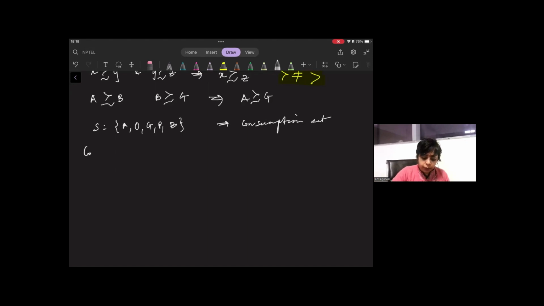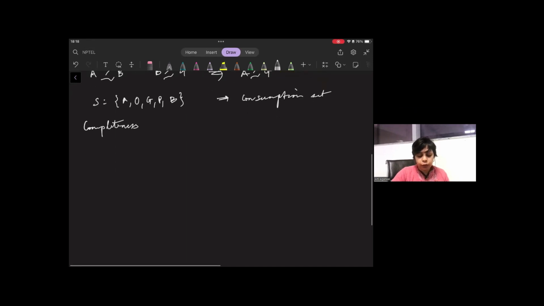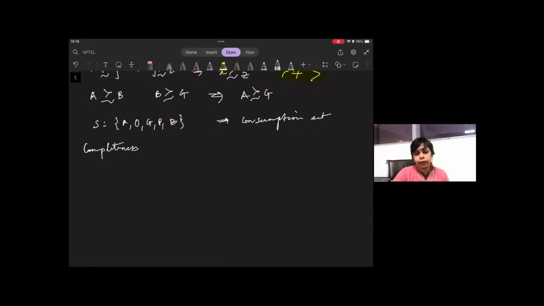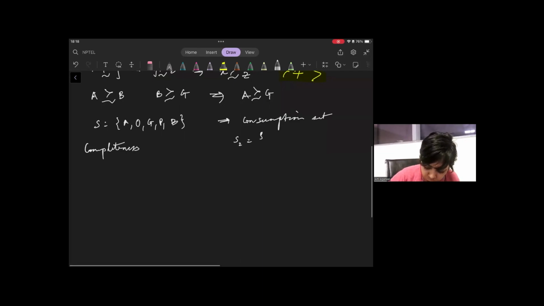So then let's talk about completeness. In completeness, what we mean is that each element has a ranking. In this case, we have taken only single items: apple, orange, guava, pineapple, banana. But it can be ordered pairs, it can be a combination, it can be anything. Right? It can be a bundle. So there can be another set, say, which is an ordered pair. It can be an ordered pair like this. Any kind of set.